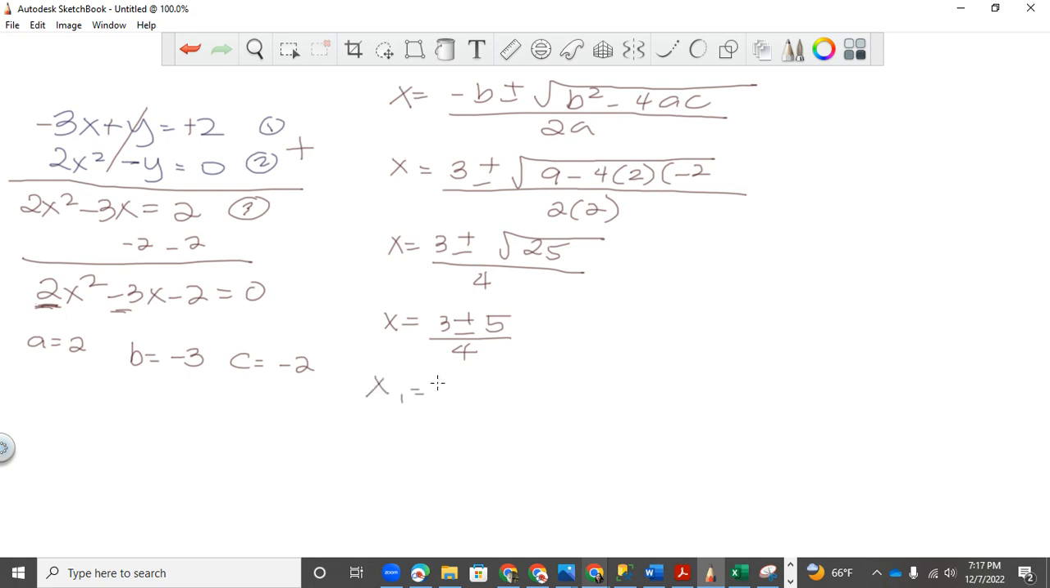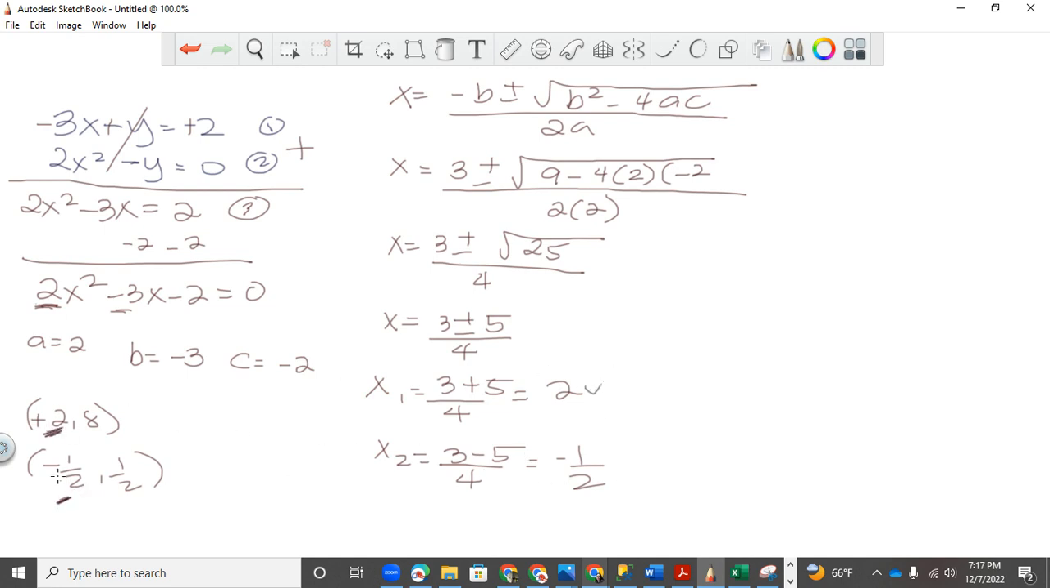The first x is 3 plus 5 all over 4, and the second x is 3 minus 5 all over 4. So 3 plus 5 all over 4 is 2, and 3 minus 5 all over 4 is negative 1 half. If you go back to Desmos, your answers were 2 comma 8, that's the first one, and then the second one is negative 1 half comma 1 half. So this 2 right here is that 2, and this negative 1 half is that negative 1 half from Desmos.